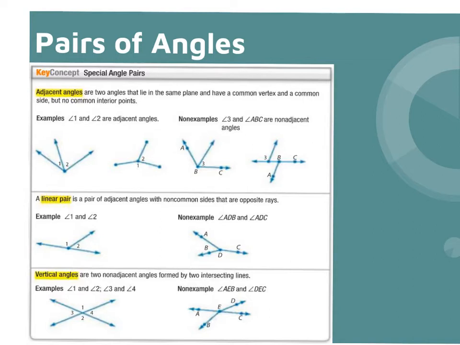These are not linear pairs, ADB and ADC, because they are not opposite rays. Remember, opposite rays are collinear, meaning they lie along the same line, but they are in opposite directions.